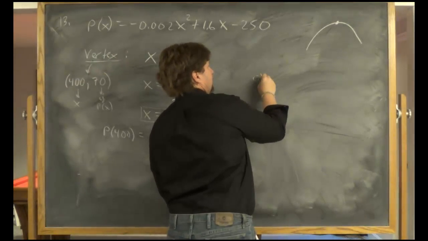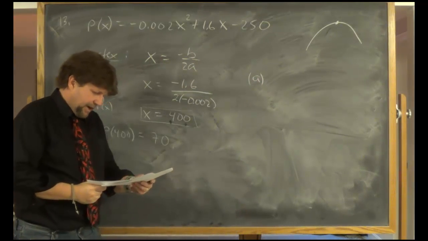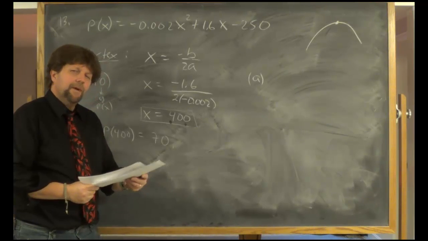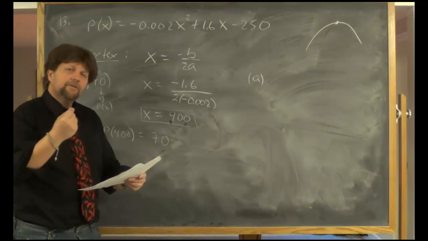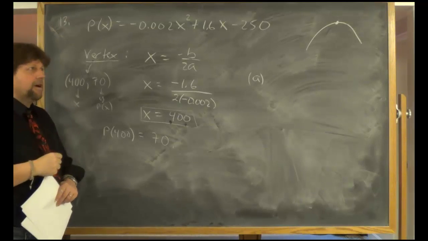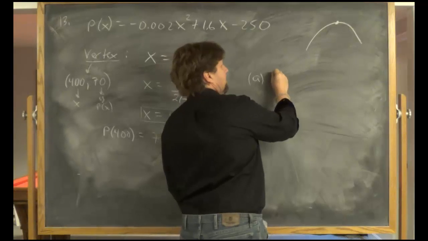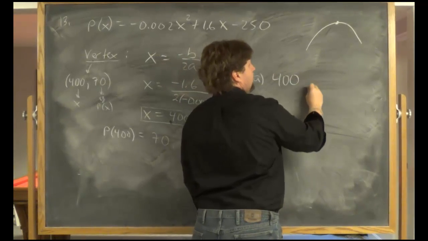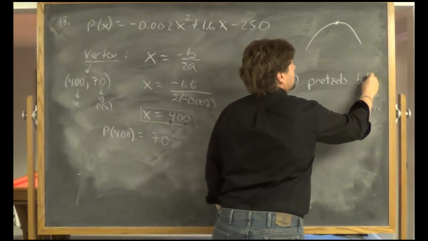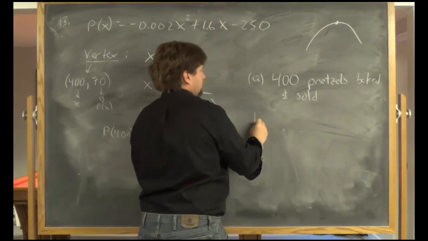In particular, in part A, you are asked, find the number of pretzels that must be baked and sold to maximize profit. Well, x represented the number of pretzels. We have an x value of 400. That's where the vertex is. So that's your answer. 400 pretzels must be baked and sold in order to maximize profit.